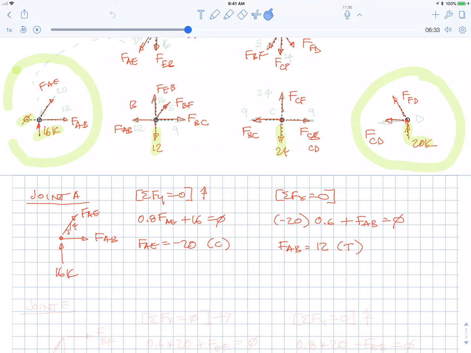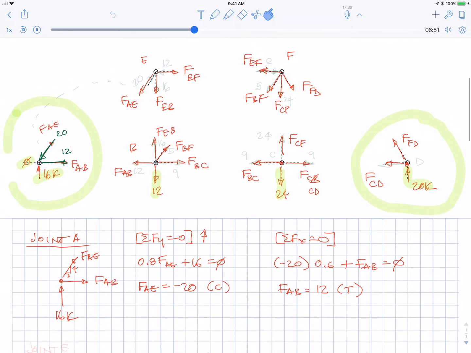What I'm going to do now is go back up to our little score sheet and write in those answers. I'm going to write the actual answers in green. So we had FAB was 12 in tension, and we had FAE was 20 in compression. So I'm going to change that to a 20.